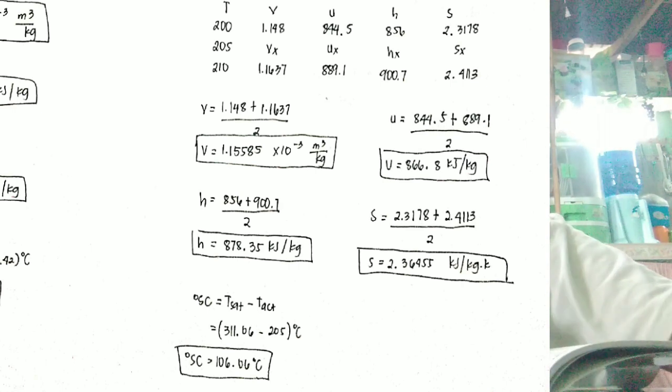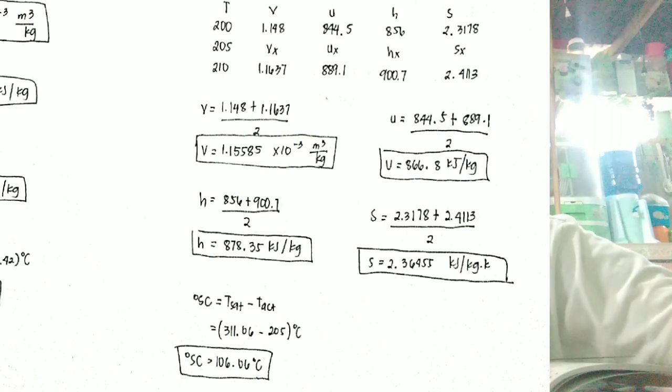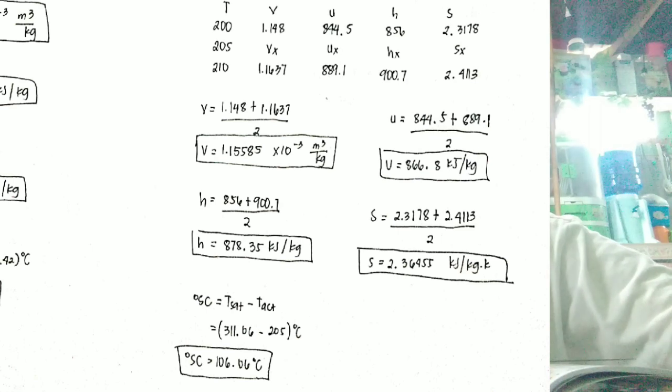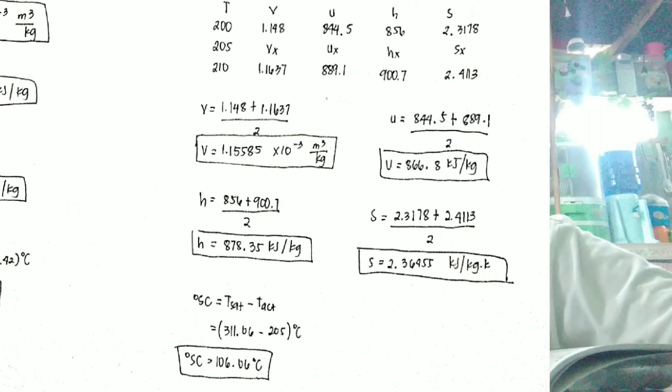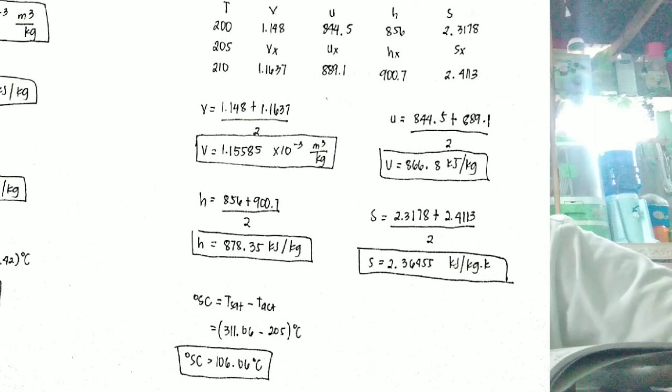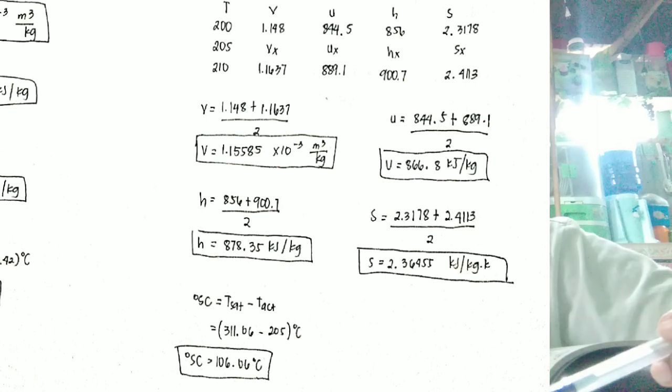The last one is the degrees subcooled. The formula for the subcooled is Tsat minus Tact. It's the opposite of superheated. The superheated formula is Tact minus Tsat, while the subcooled is Tsat minus Tact. So our Tsat, which we got as 311.06, we subtract the Tact of 205 degrees Celsius. So we get a degree of subcooled liquid equals 106.06 degrees Celsius. And that is right. And sorry for the interruption.